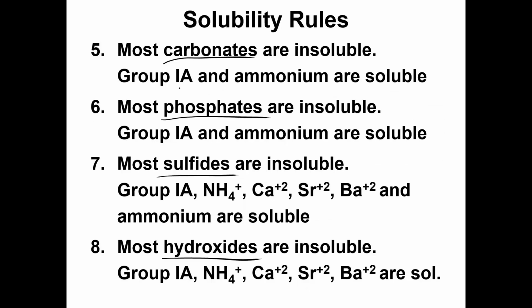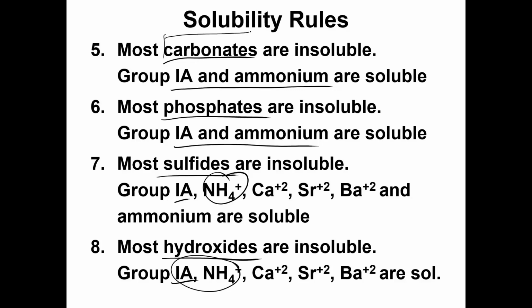These are insoluble except 1A and ammonium. Again, 1A and ammonium. So that's always good to know, right? But then carbonates, CO3 minus 2, are insoluble, and phosphates, PO4 minus 2, are insoluble. So in a way, this can be lumped into one rule. Really, carbonates and phosphates are insoluble except for those.